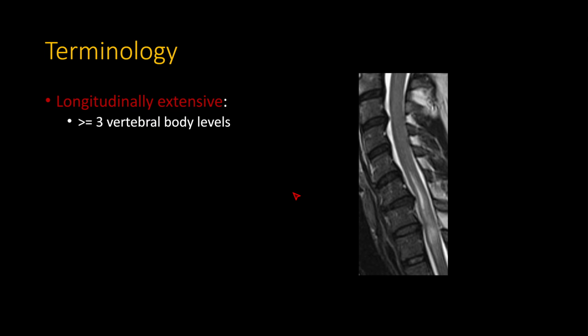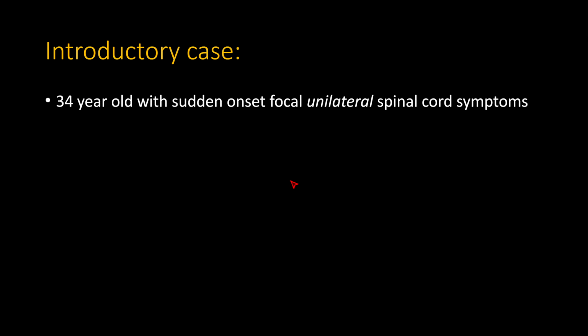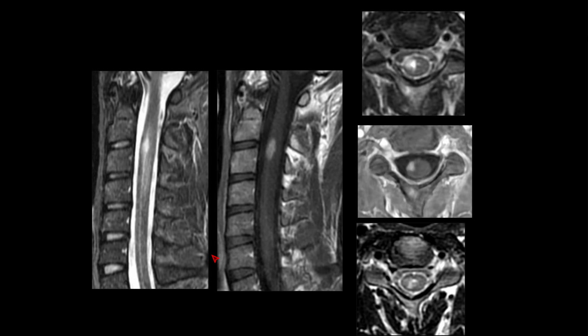causes of some other etiologies. Right, to get us started, we'll talk about an introductory case, and we'll think about this as we go along. This is a 34-year-old man with sudden onset focal unilateral spinal cord symptoms. Here's the spinal MRI. You have a T2 weighted image here, post-contrast images here, and then T2 and post-contrast in the axial planes. So you can see a single lesion. The lesion is unilateral, only involves one side of the spinal cord, and it's anterior to the midline and involving the lateral aspect of the spinal cord.